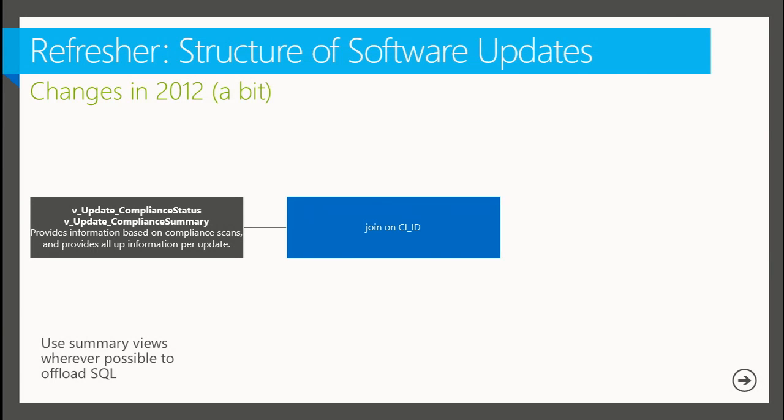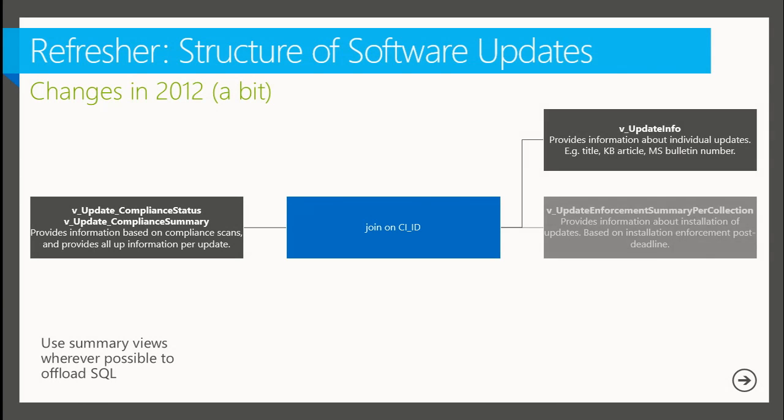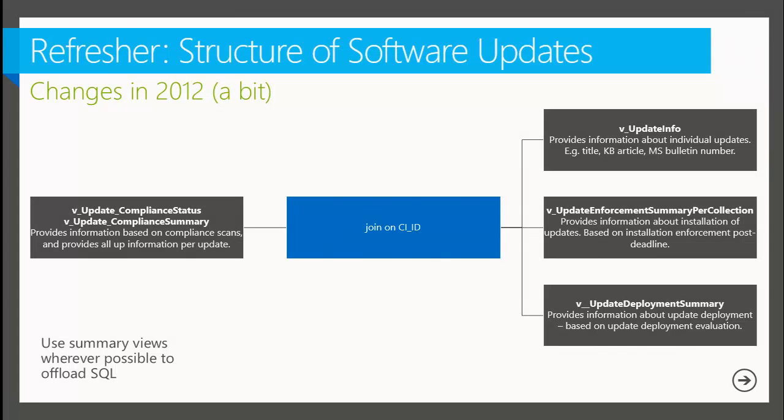So in this case, we're looking at software updates. We start off with our compliance status and summary views. Those then join using CIID into the following additional information.